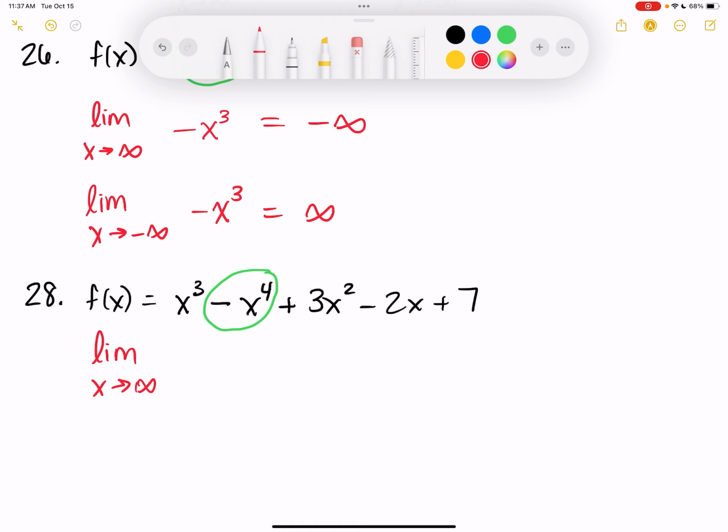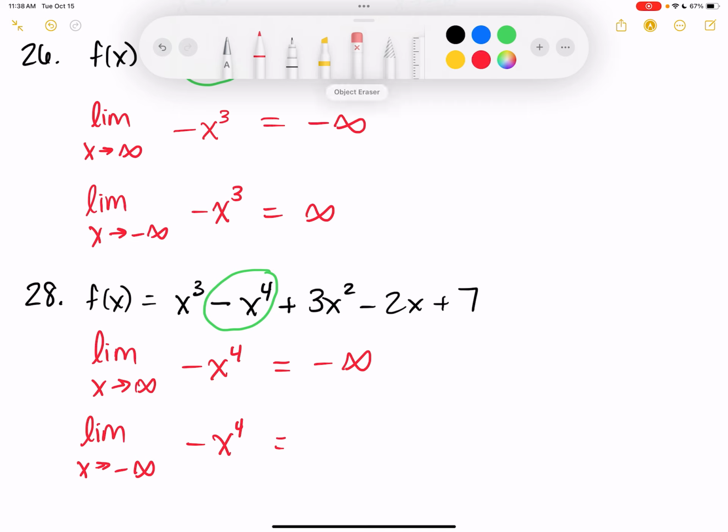So the limit as x approaches infinity of negative x to the fourth, if I plug in a really big positive number, what am I going to get out? Negative infinity, because the positive being raised to the fourth is going to be positive, but times the negative is negative infinity. Then the limit as x approaches negative infinity of negative x to the fourth.